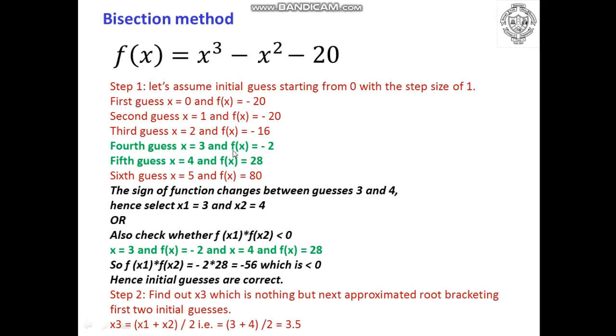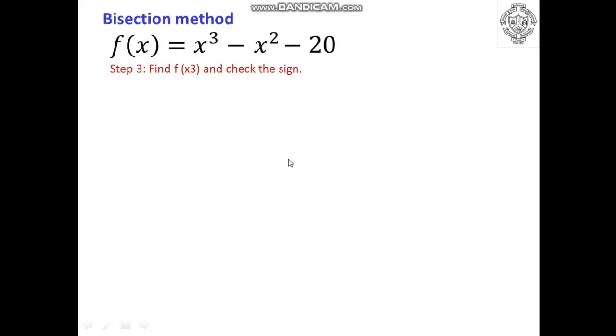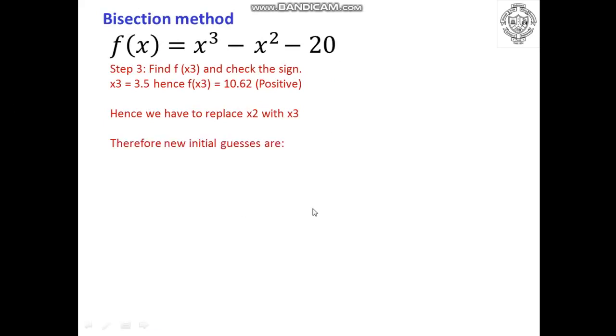So now we have to compare it with the other value of x which we considered as an initial guess. For x1, when we considered x1 as 3, its function is negative. So that is why we have to replace x2 with x3, and we will keep the value of x1 as 3 as it is. x2 will be replaced by 3.5.